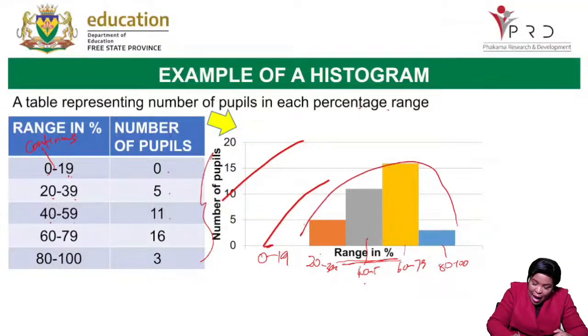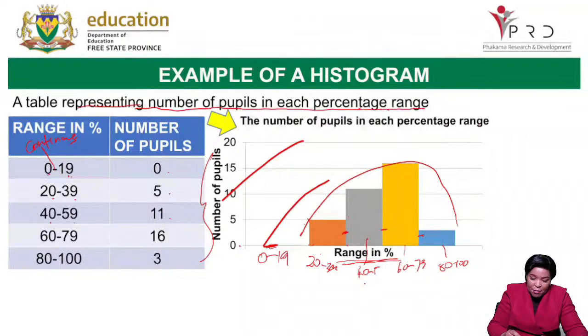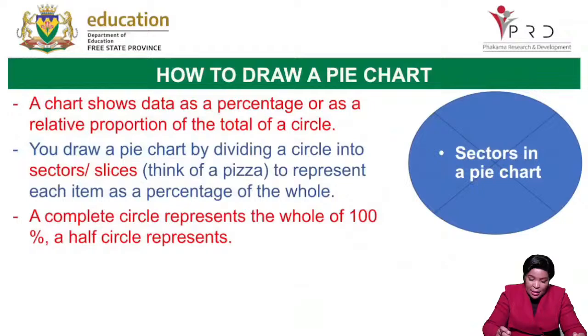So here there's no bar because it is 0. We don't have learners here, hence it starts growing from here. Your bars are stacked together close to one another, no spaces in between. And then you can come up with a heading to say this is a graph representing the number of people in the percentage range. So you take the heading of the table as it is. You can put it as the heading of your graph, just like that. Then you get your full marks.